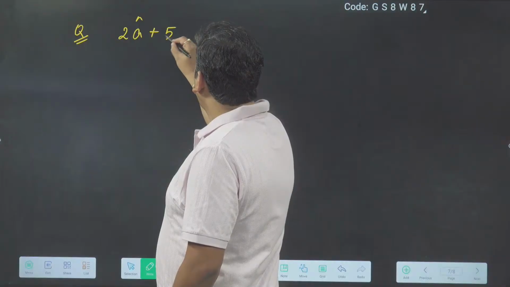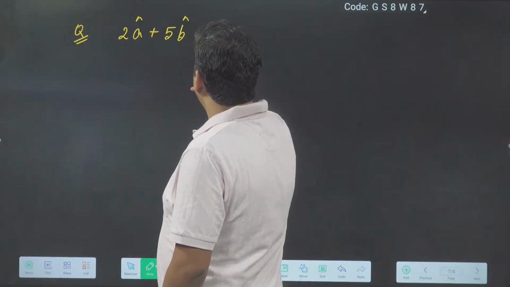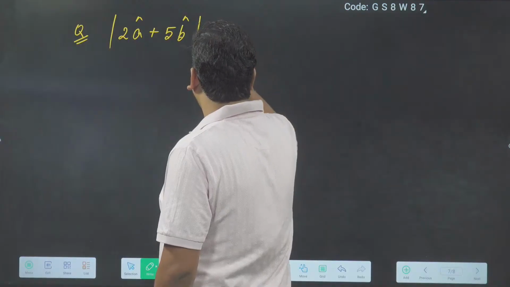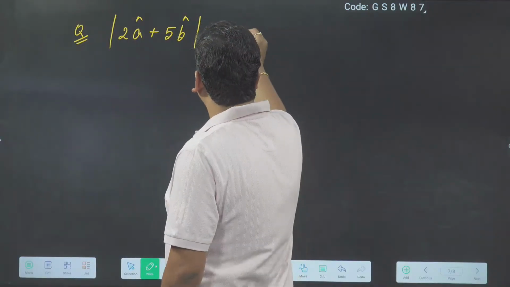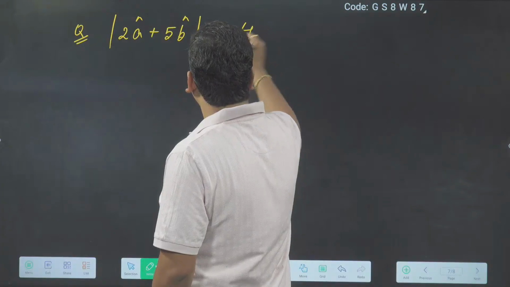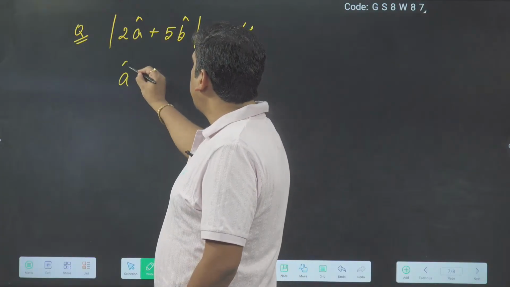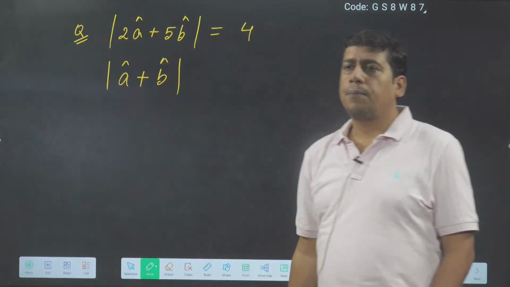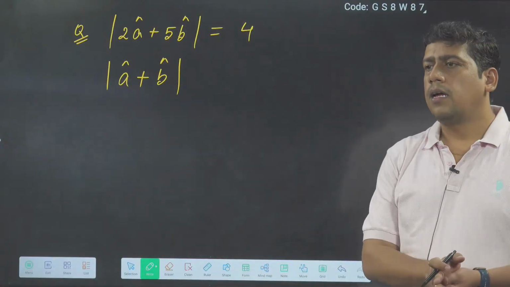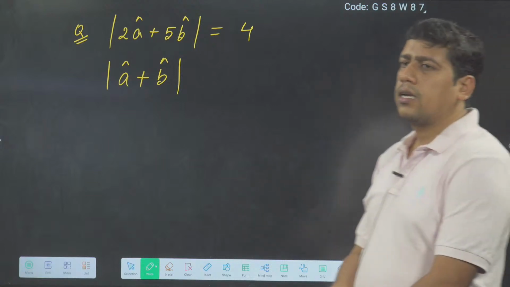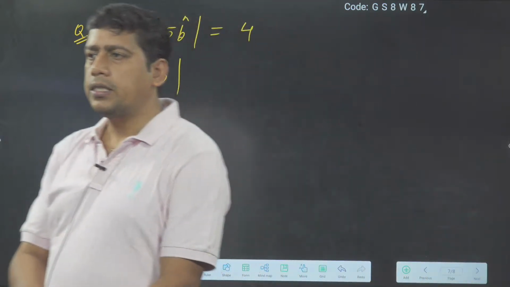Let's say mod of 2a cap plus 5b cap is 4. Find mod of a cap plus b cap. I hope you remember cap, I hope you remember cap. A cap, b cap means unit vector, means the magnitude of a cap is 1.